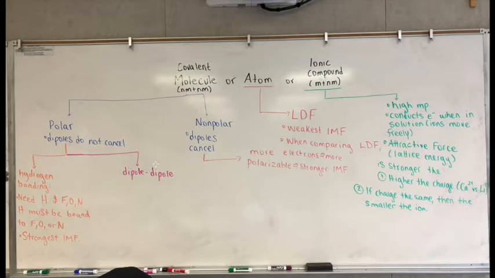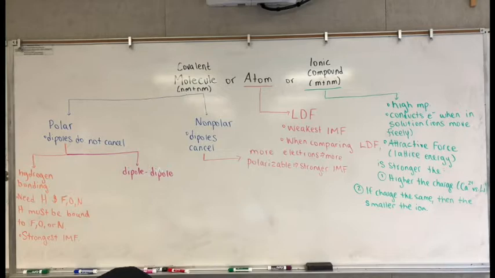Now, it is possible for London dispersion forces to be stronger than dipole-dipole forces. If you have a molecule that is extremely large compared to another molecule, and that extremely large molecule only has London dispersion forces, while the other molecule has dipole-dipole forces and London dispersion forces, because remember, every type of molecule or atom has London dispersion forces, then the very large one will have a stronger intermolecular force. That molecule or atom is so polarizable that it overwhelms the strength of the dipole-dipole forces. That rarely happens.